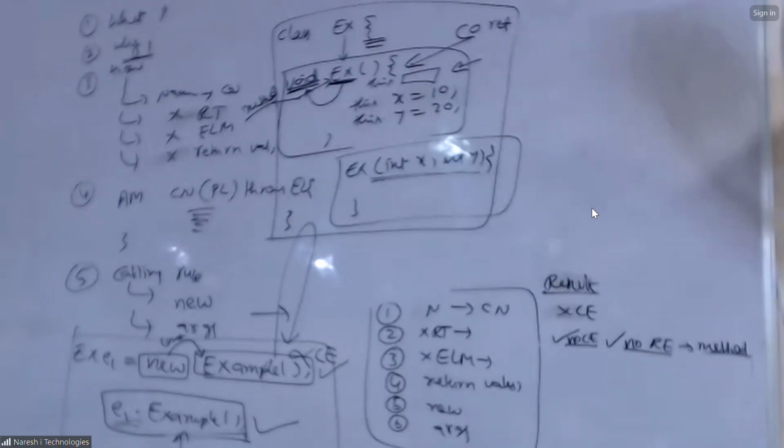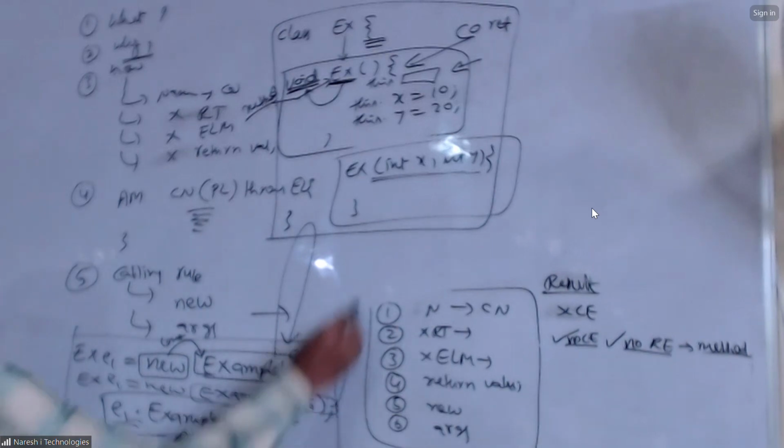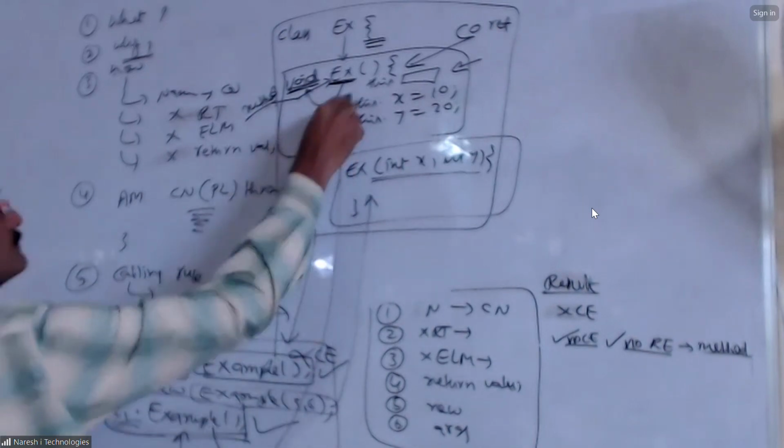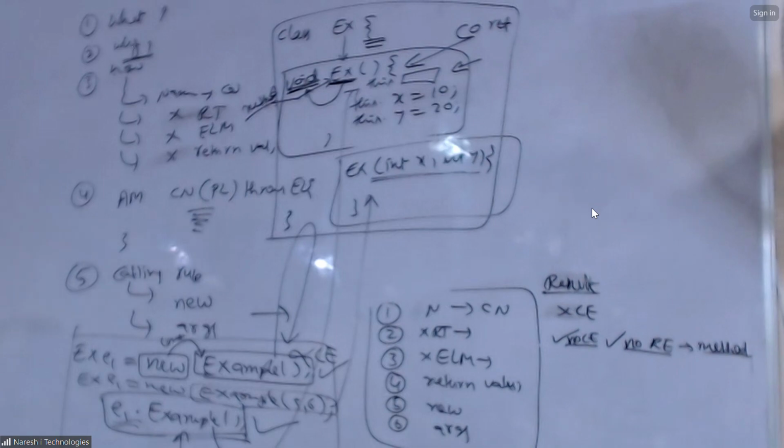For the no-param method e1.Example() to compile, first of all you have to create the object properly. How to create the object? By passing arguments: Example e1 = new Example(5, 6). Then the object is created by using which constructor? The parameterized constructor. Then e1 executes which one? The no-param method. Everyone understood?